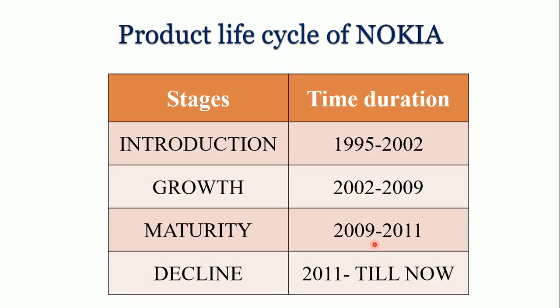Take an example of Nokia mobile phones, from Nokia Corporation of Finland. They started their production, putting their product into the market, in about 1995 to 2002. The growth span was 2002 to 2009, and in about 3 years they achieved maturity, and they started to decline in 2011. Everyone knows Nokia mobile phones, and this is the time duration for the Nokia mobile phone. Today there is no Nokia mobile phone available in the markets directly.